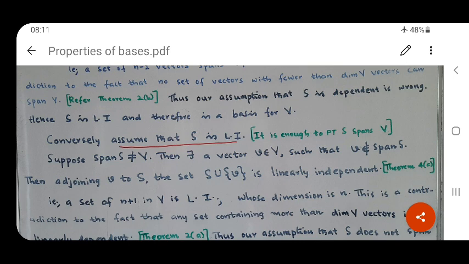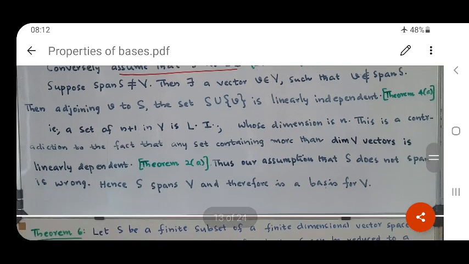Suppose span of S is different from V. So there is a vector which is outside span of S and in V. We will adjoin that vector to S. Then S union singleton v, if v is that particular vector, is linearly independent. This is again wrong because we have a set of n plus 1 vectors now which is linearly independent in V, where the dimension of V is n. So this cannot happen. Therefore, the assumption is again wrong. Okay.